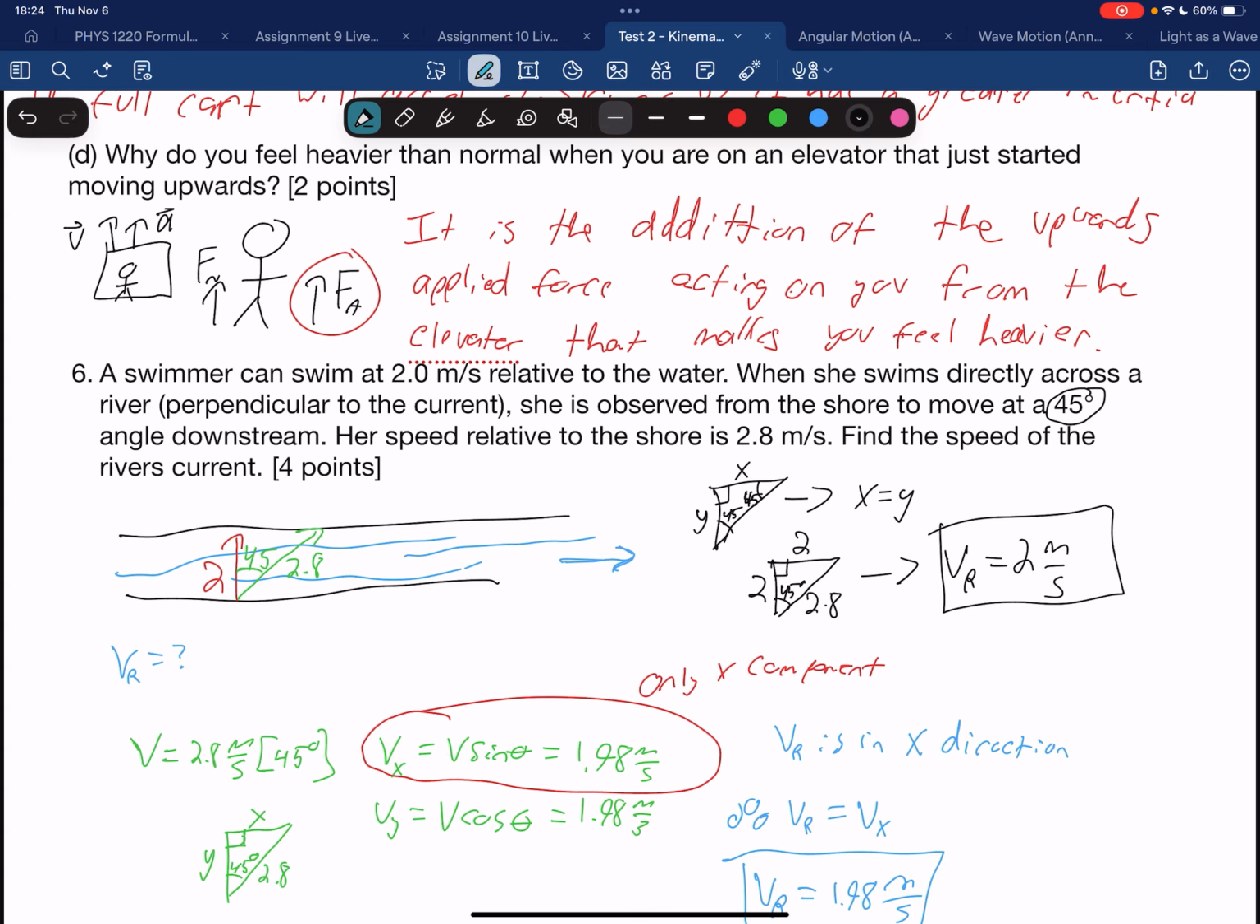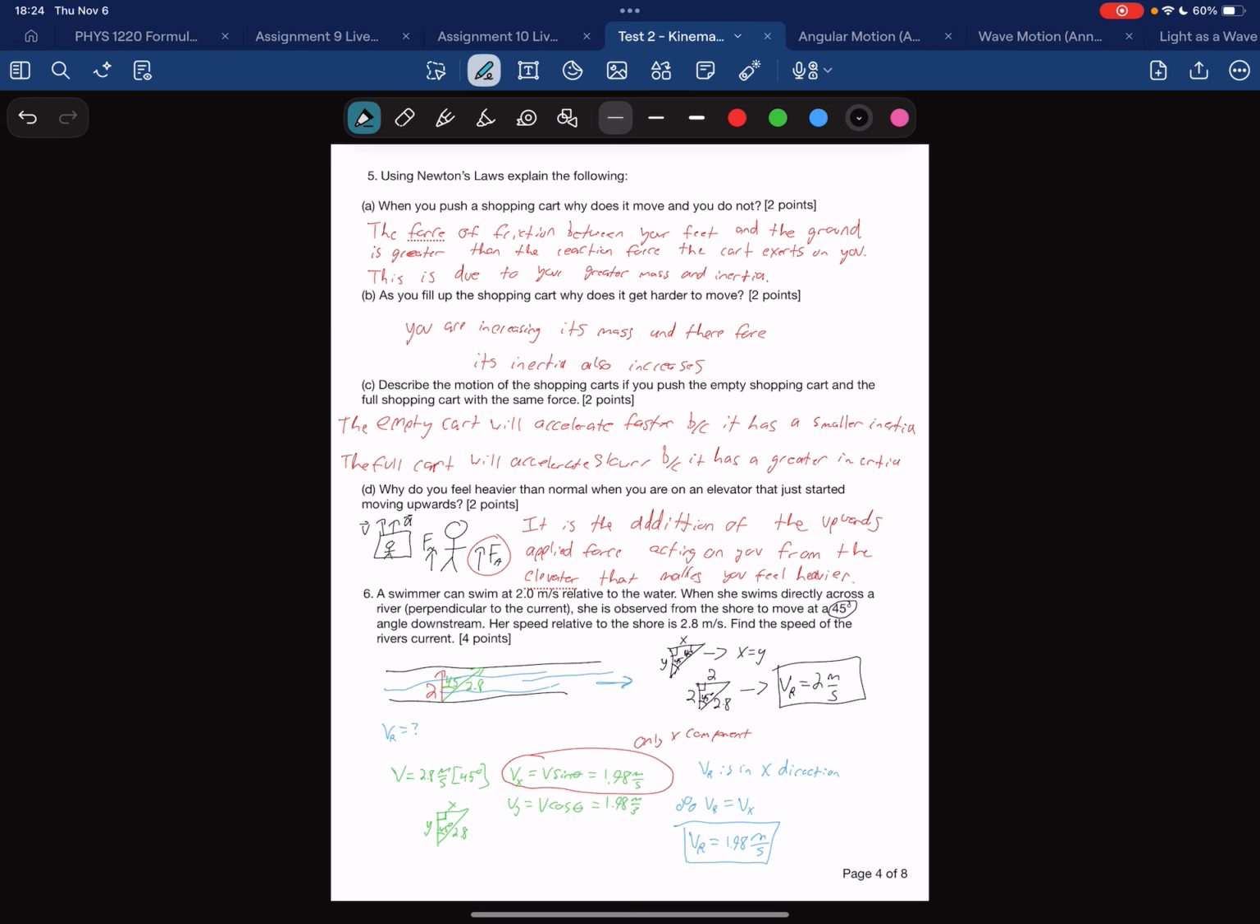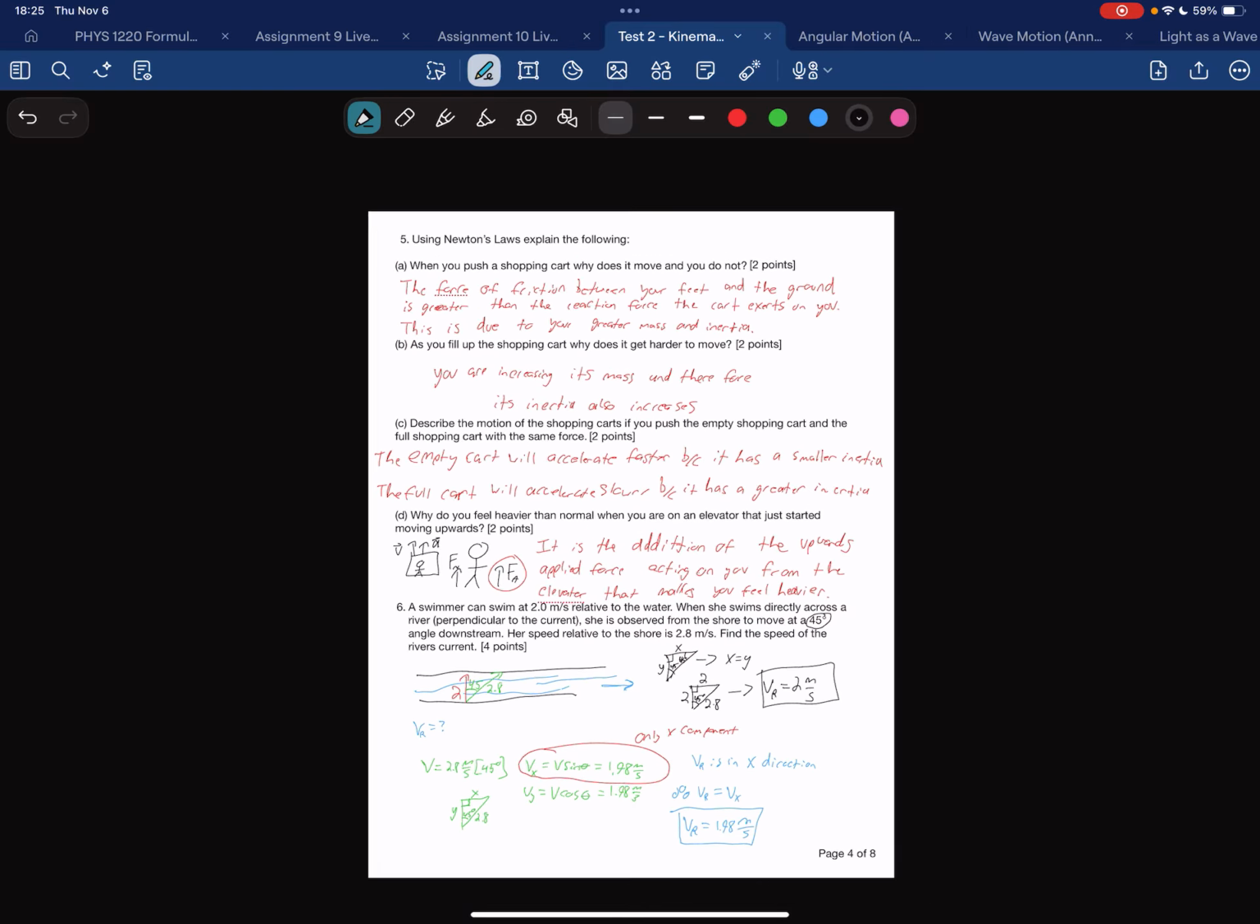So you did not have to do any math at all for this question. If you realized this fact, if you did, good for you. A couple people did. Just from the symmetry of the problem, seeing that it's a 45-degree angle, you know that the current has to be equal to the speed of the swimmer. It has to be equal to it. So there was a bit of a shortcut there, but you could go through and do all the math if you would have liked. So that was it for question 6.